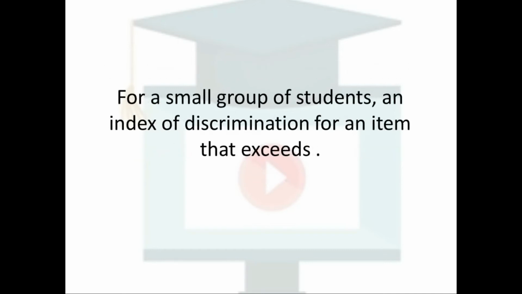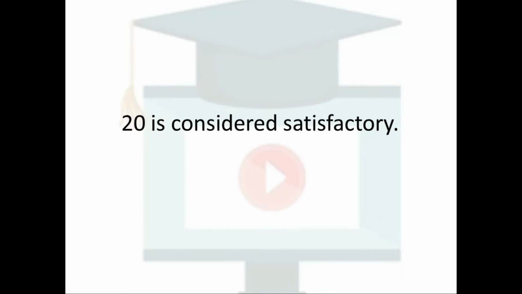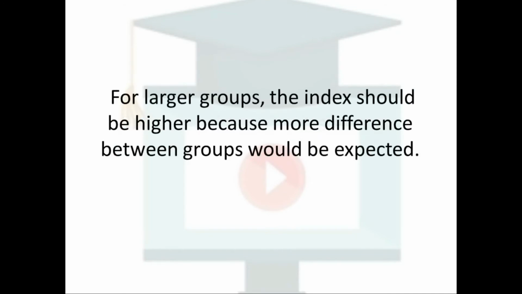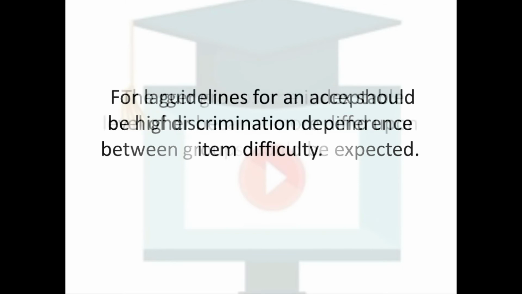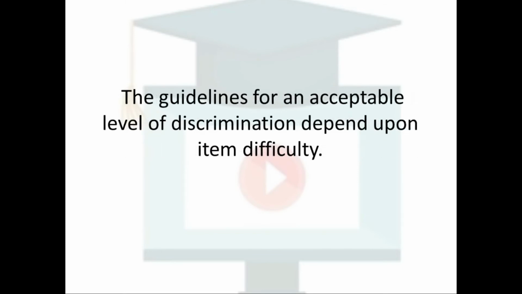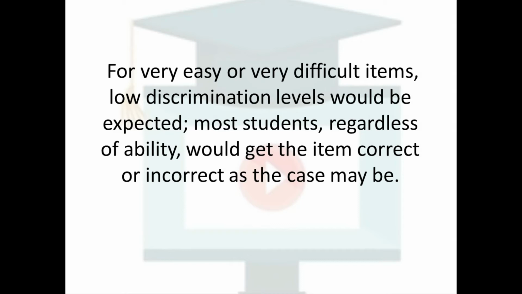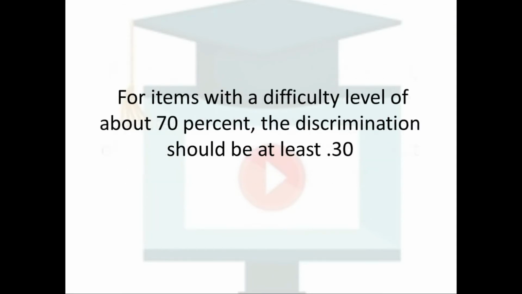For a small group of students, an index of discrimination for an item that exceeds 0.20 is considered satisfactory. For larger groups, the index should be higher, because more difference between groups would be expected. The guidelines for an acceptable level of discrimination depend upon item difficulty. For very easy or very difficult items, low discrimination levels would be expected. Most students, regardless of ability, would get the item correct or incorrect as the case may be. For items with a difficulty level of about 70%, the discrimination should be at least 0.30.